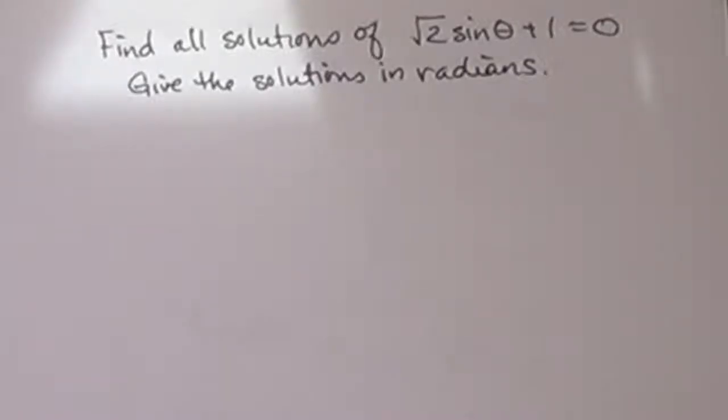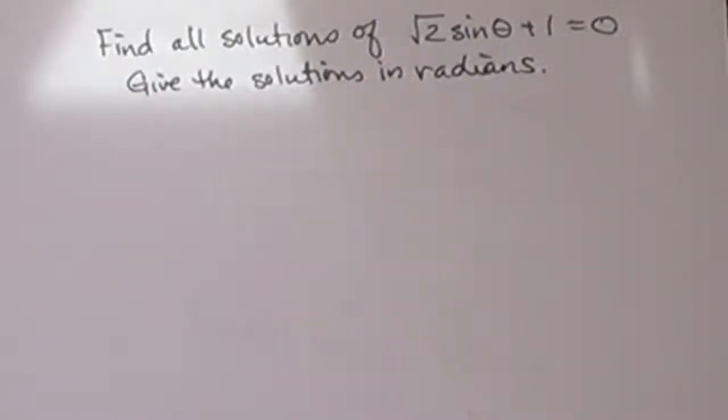The main difference between some of what we're doing now and what we did before is instead of just being given the isolated trig function, you are going to have to take those first steps of isolating it and then taking the inverse trig function. So for example, let's find all the solutions of square root of 2 sine theta plus 1 equaling 0, where the solutions are given in radians.